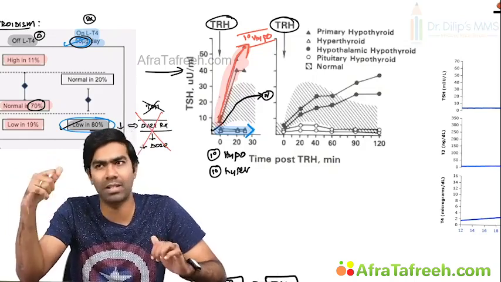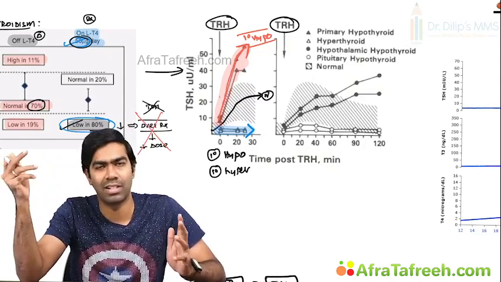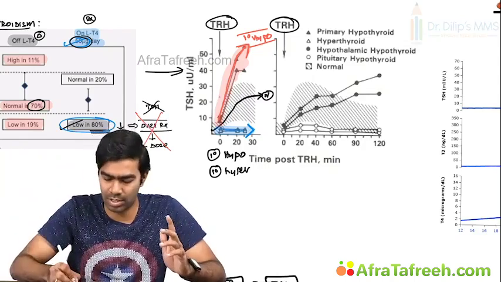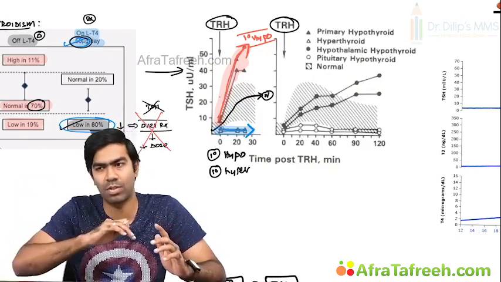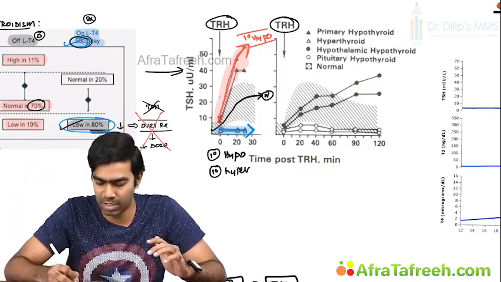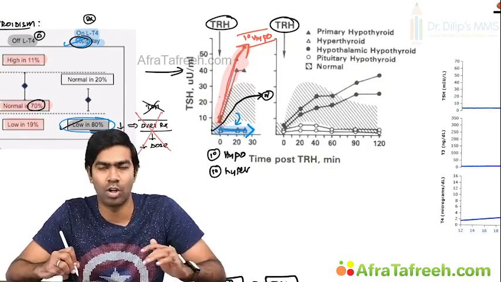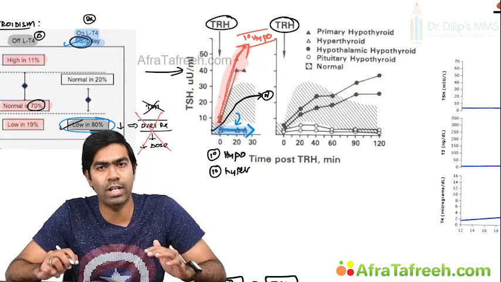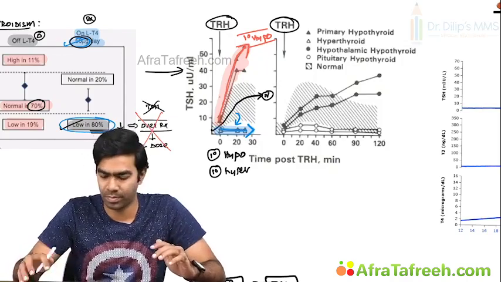Even if you stimulate the suppressed pituitary with TRH, it doesn't get that much stimulated, so the TSH will not be released that much, so it remains at baseline only. It's much lesser compared to the normal curve. So this is what you're going to get in a primary hyperthyroidism.